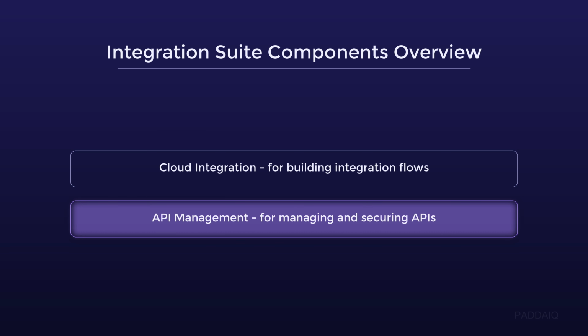API management for managing and securing APIs. This component allows you to publish, monitor, and protect your application programming interfaces. For instance, a retail company could securely expose its product catalog API to external partners while controlling access and tracking usage. This ensures your digital interfaces remain robust and controlled.